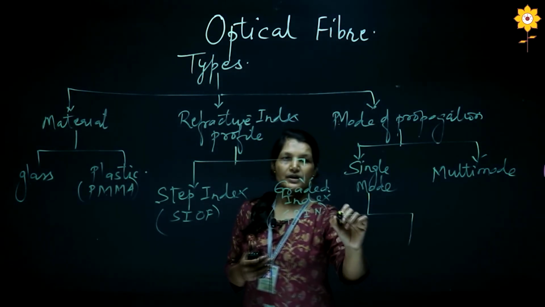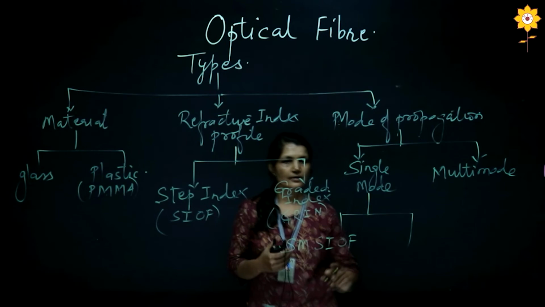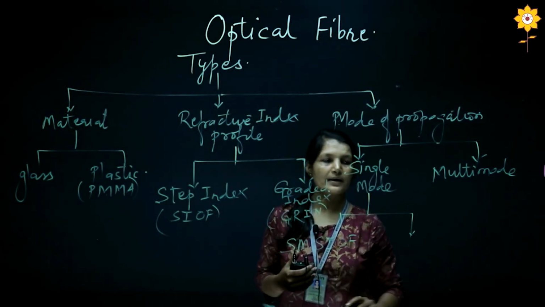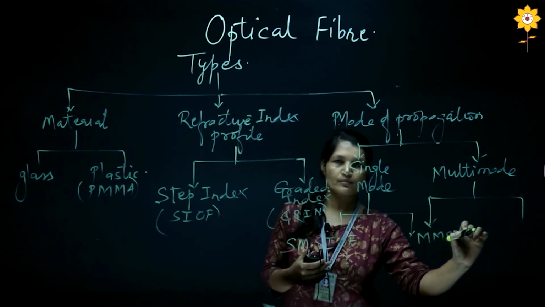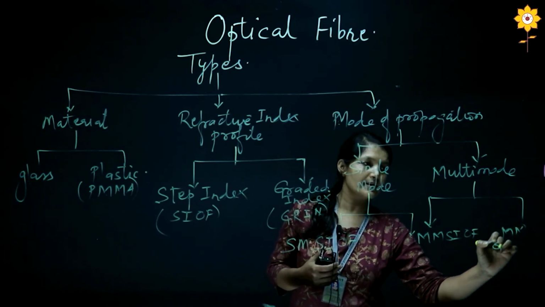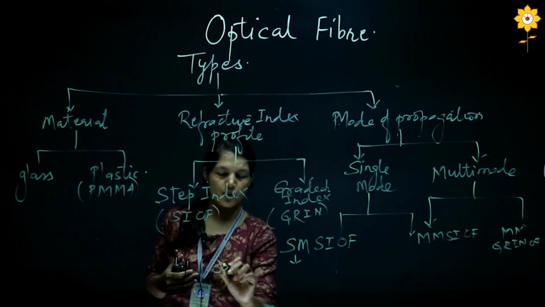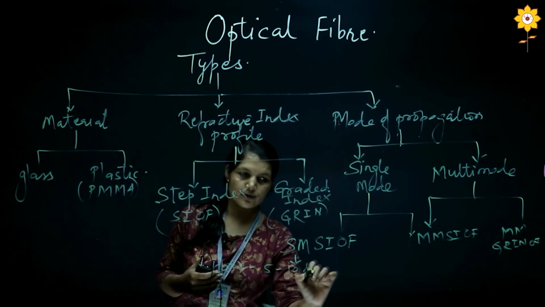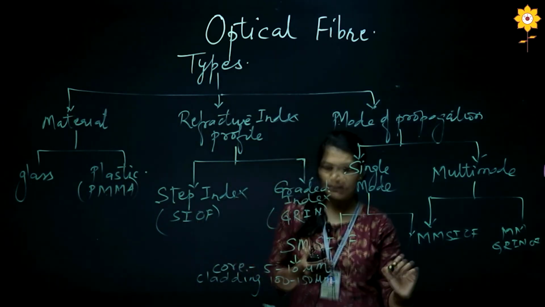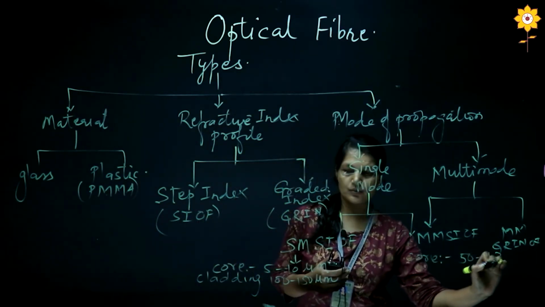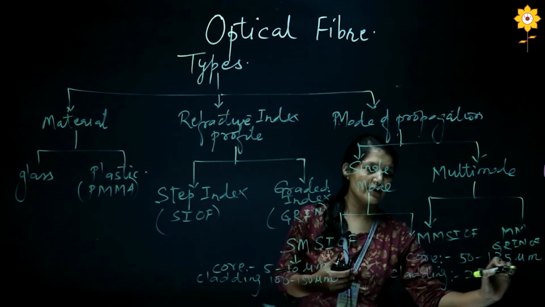Single mode optical fiber is further categorized as single mode step index optical fiber, and there is no other categorization, only one type. In multi-mode there are 2 types, multi-mode step index optical fiber and multi-mode graded index optical fiber. For single mode, the dimensions are, for core, 5 to 10 micrometer, and for cladding, 100 to 150 micrometer. For multi-mode, the dimensions are 50 to 135 micrometer for core, and for cladding it is 200 to 500 micrometer.